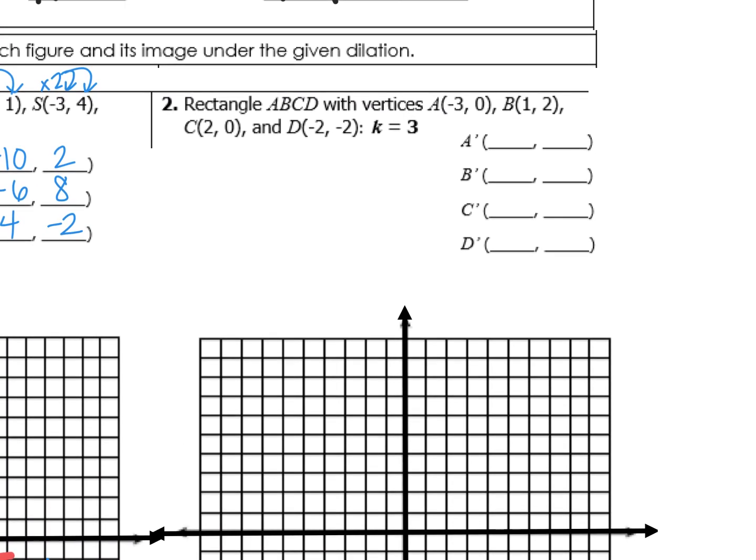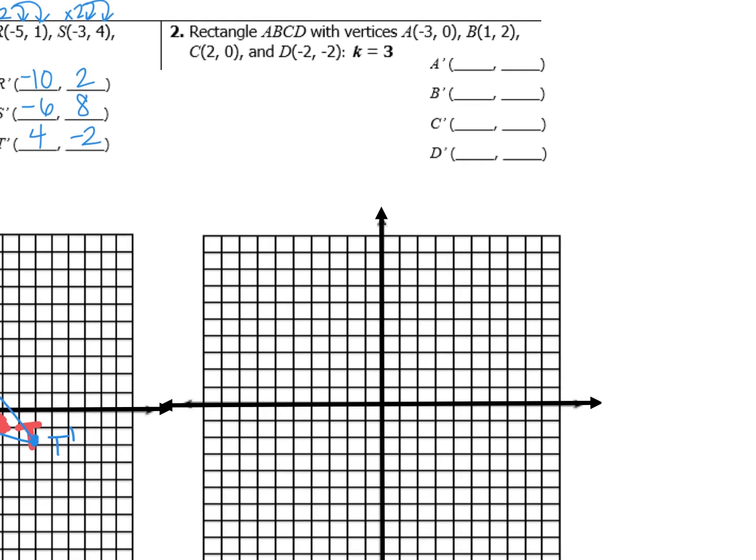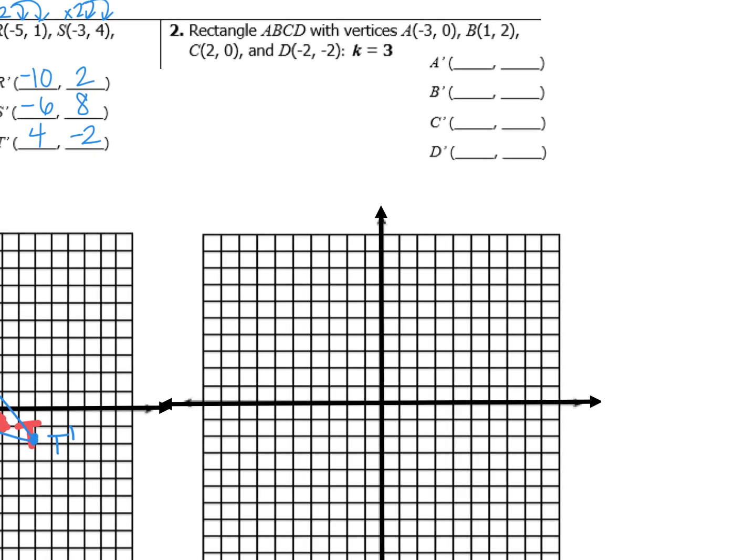Let's go ahead and do number 2. I have rectangle ABCD. So I'm going to go ahead and graph the original. A is at -3, 0, so that's left 3, up or down 0. B is at 1, 2. C is at 2, 0. And then D is at -2, -2. So there's my original rectangle.